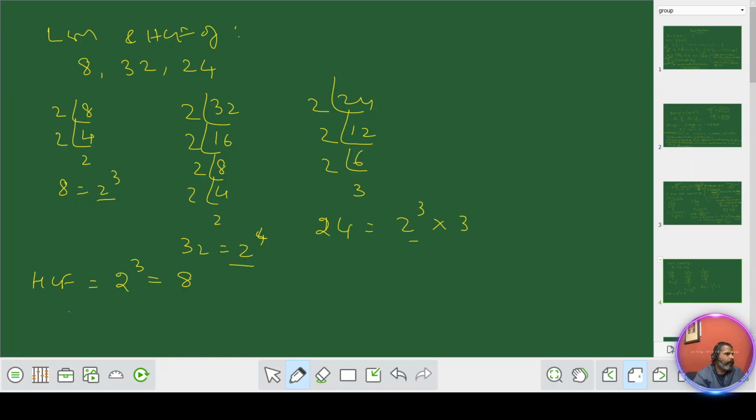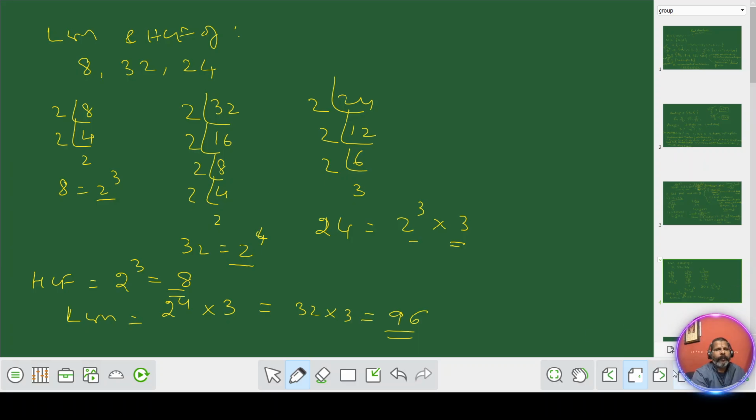Then LCM is equal to: pick the common factors with the highest powers. Among 2 cube, 2 to the power 4, 2 cube, we get 2 to the power 4 as the highest. What is not common, you also pick for LCM. So we have 3 only in the 24, we consider that. So 2 to the power 4 is 16, into 3, that is 48. This is the LCM. Understood?